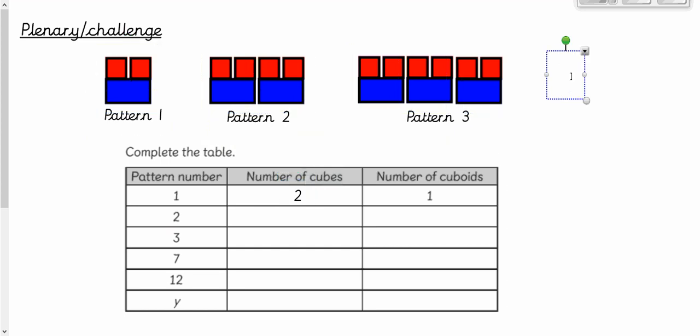All right, what I've done for you now is our plenary or our challenge problem is this one. So I'm going to read it to you. Well, there's not a lot to read, but I'll explain what I want you to do. Then you're going to pause it again, have a go, and then the answers will be on the next page.